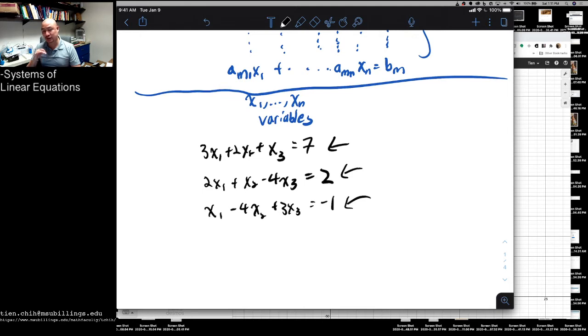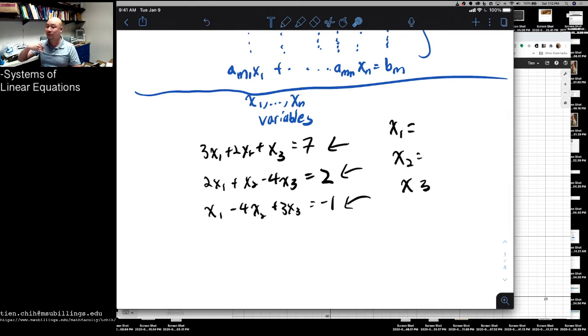And so we are going to begin our conversation about systems of linear equations by first talking about what it means to be a solution to a system of linear equations. So in this case, what it means is that we give a value to x1, we give a value to x2, and we give a value to x3 so that this equality is true, this equality is true, and this equality is true. What we're looking for is a value for each one of the variables so that all of the equations are actually true statements.